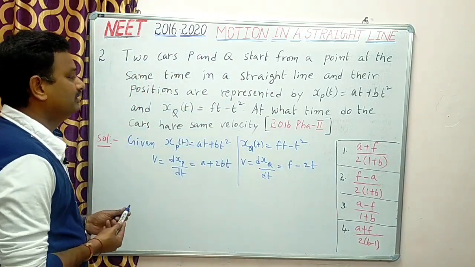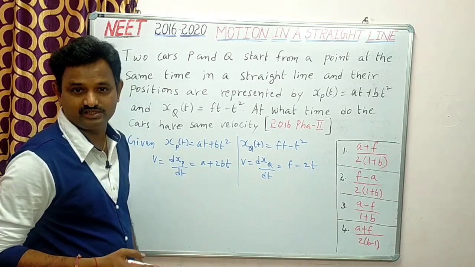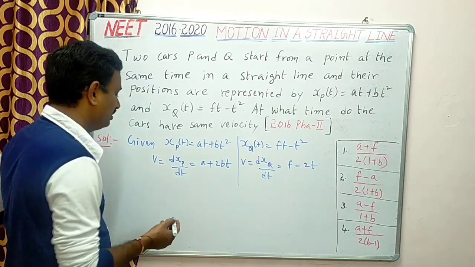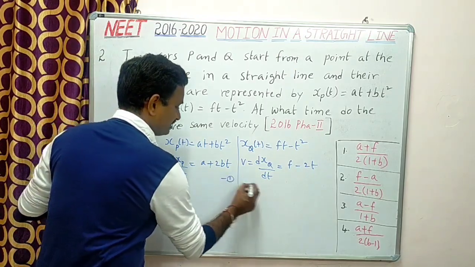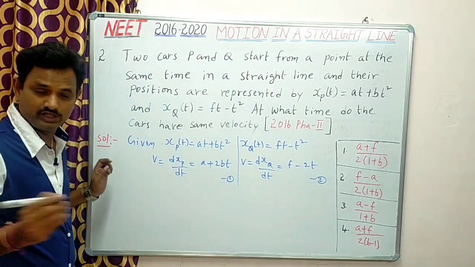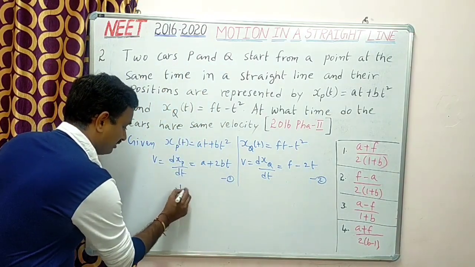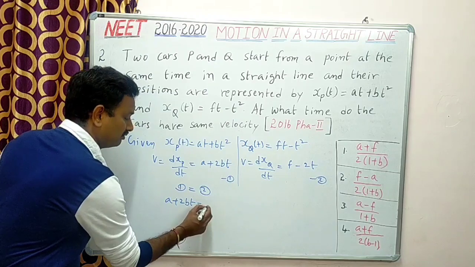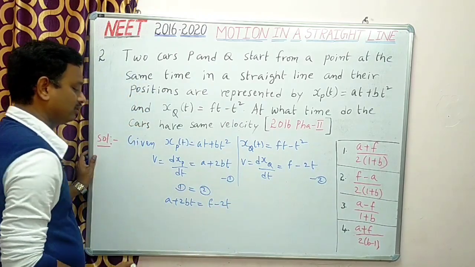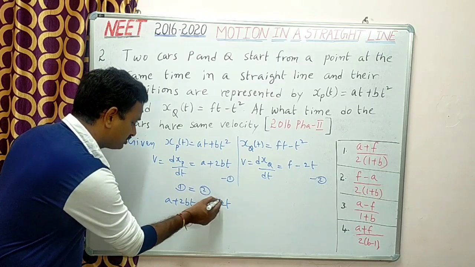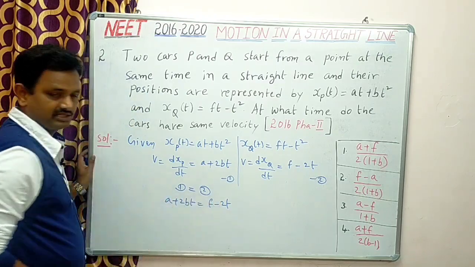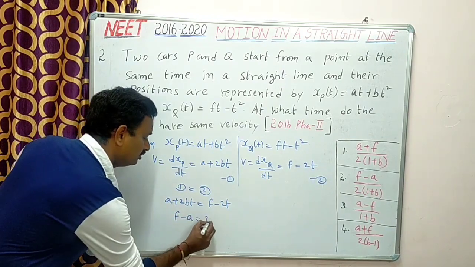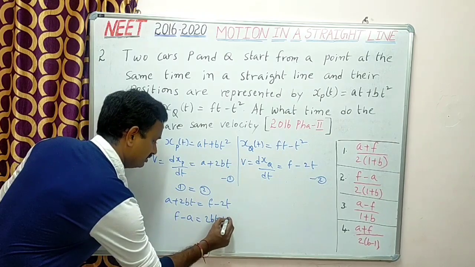Okay. So here, at what time do the cars have the same velocity? That means for the cars having the same velocity, we need to calculate the time here. So I will equate these two equations. See, this equation 1 and equation 2, I will equate the two equations. So 1 equal to 2. That means what will I get? A plus 2bt is equal to f minus 2t. Okay. So I will move this minus 2t to the left side and a to the right side. So what will I get? I will get f minus a is equal to 2bt plus 2t.